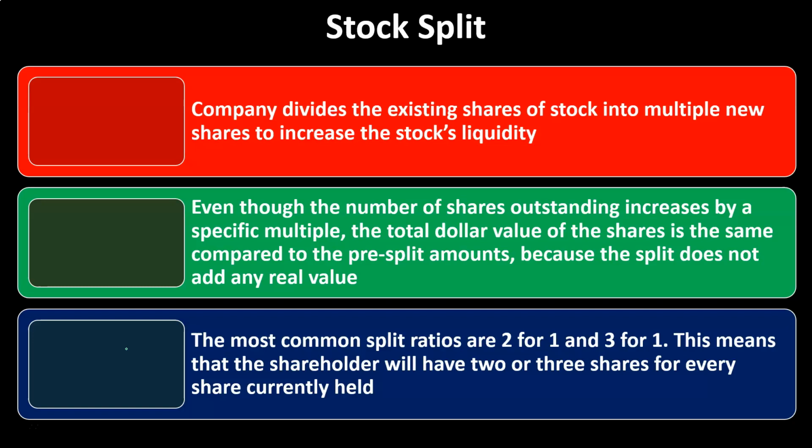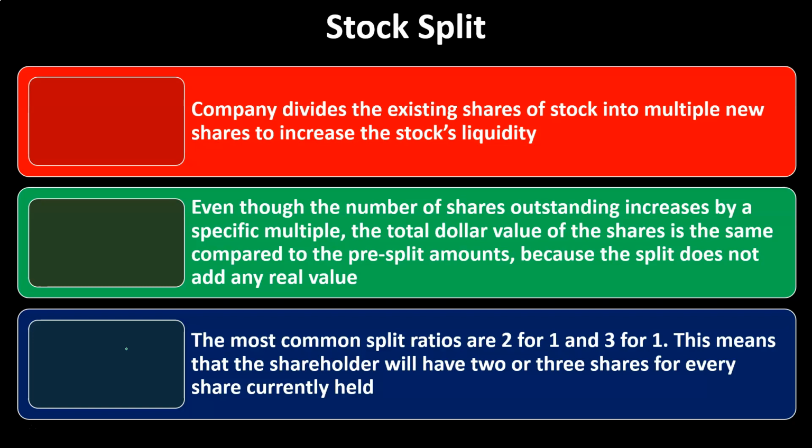The most common split ratios are a 2-for-1 and a 3-for-1. This means that the shareholder will have 2 or 3 shares for every share currently held. So the split would be in that ratio format. 2-for-1 means if you got 1 share, now you got 2 shares. If you had 2 shares, you got 4 shares. If you got 4 shares, then you have 8 shares. 3-for-1, if you had 1 share, then now you have 3 shares.